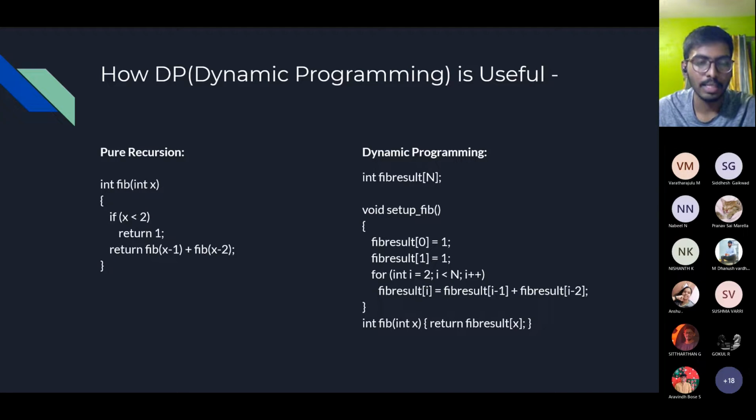In this, what happens? Let's imagine x is equal to 2. The if statement would be false. Then it goes to the return statement. There you are again calling that function, which in that case would be 2 minus 1, that is 1, so fib 1 plus fib 0.